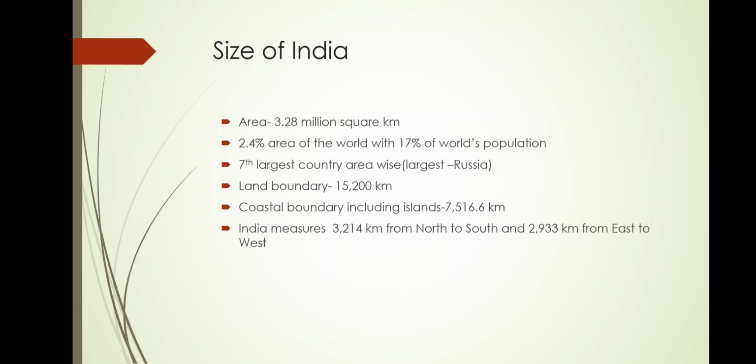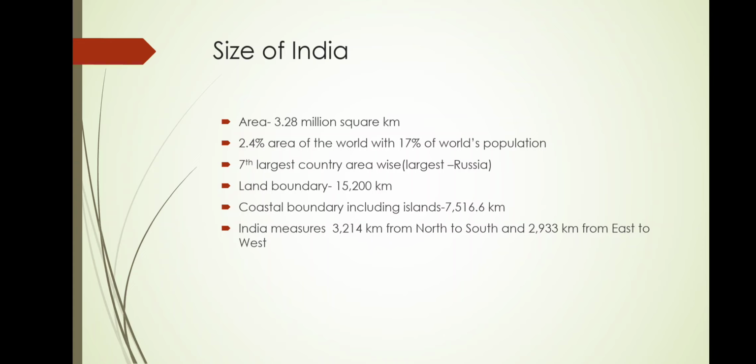Now this data is according to 2011, but if you see the current data, it is more than 17% of the world's population. And according to area, India is the 7th largest country in the world. The first one is Russia. And you should remember all the 7 countries' names, because that is going to be important.